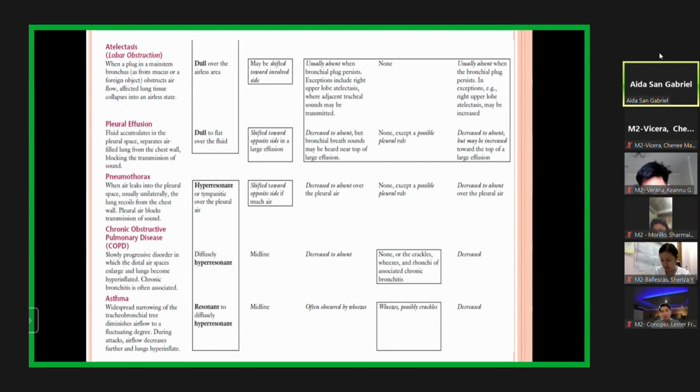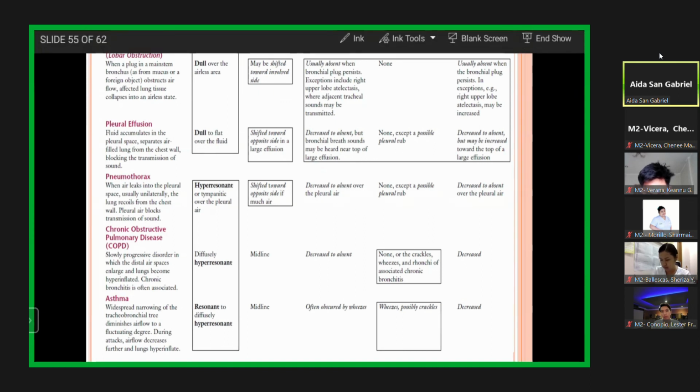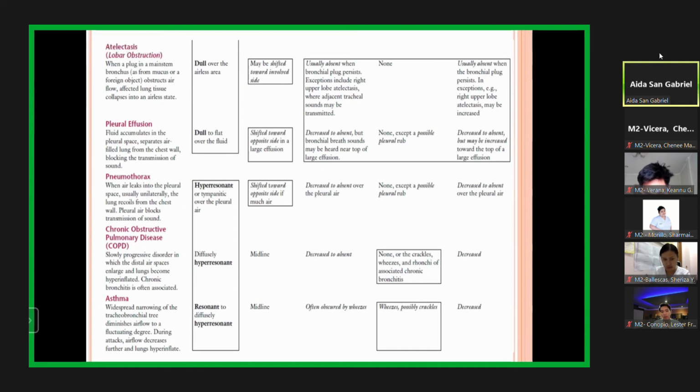Pneumothorax, hyperresonant on percussion, trachea shifted towards the opposite side, decreased to absent breath sounds, and the fremitus is decreased to absent. So these are the abnormal PE findings in these conditions.